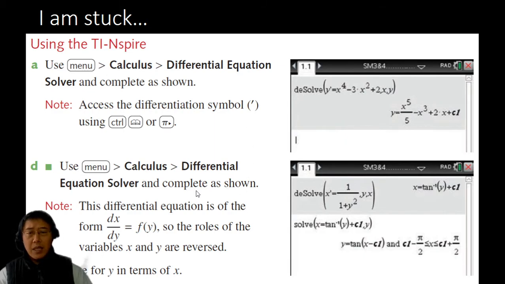Vice versa, you can also have a dx over dy, but the expression will be a function in terms of y, and you will swap around the variables. So don't forget the order of the variables matters. And yes, it did create your constant. Notice also, if you want to rearrange it in terms of y, you can use a solve function. It will restrict the domain, so the function is 1-to-1.